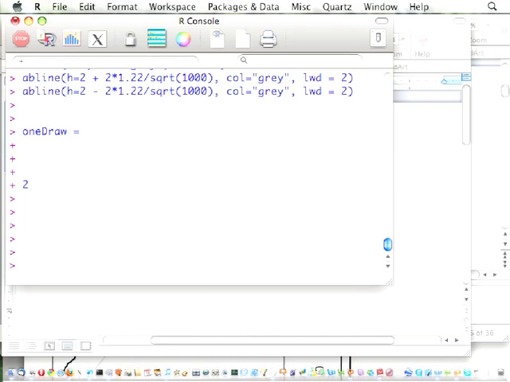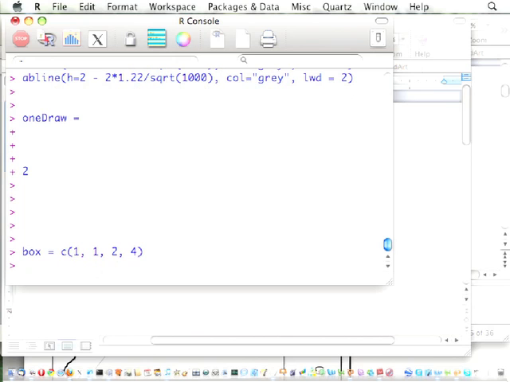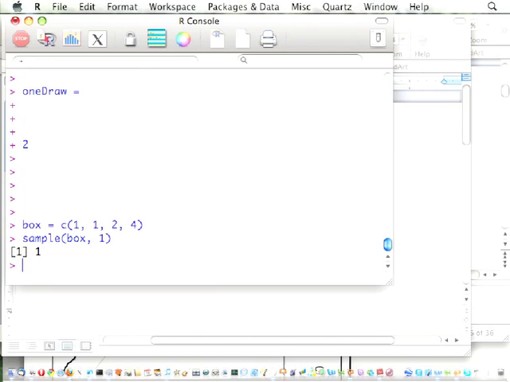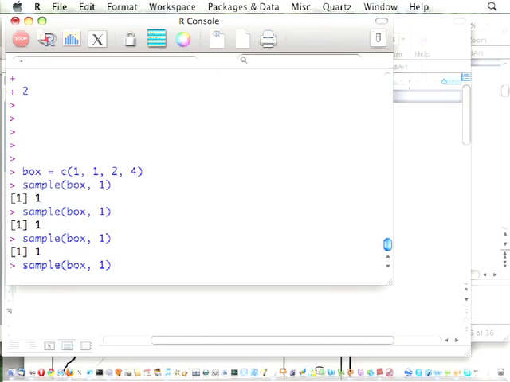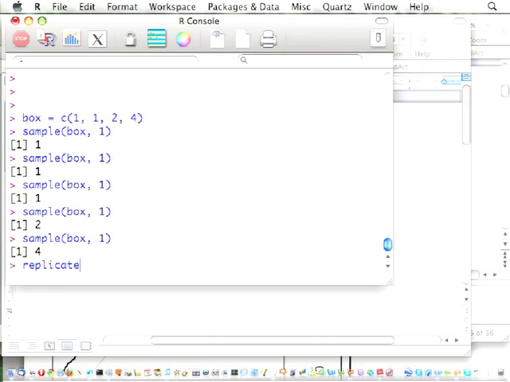So how do I create a box with tickets where the box looks like a normal? It was really easy to create this box, right? Box is c(1, 1, 2, 4). And then I could say one draw, I would sample from that box one time. And then I could sample again, and again, and again. And if I wanted to look at the distribution, I could replicate a sample 100,000 times. Well, I'm not going to do it that many. 1,000 times sample box 1, and those would be my draws.